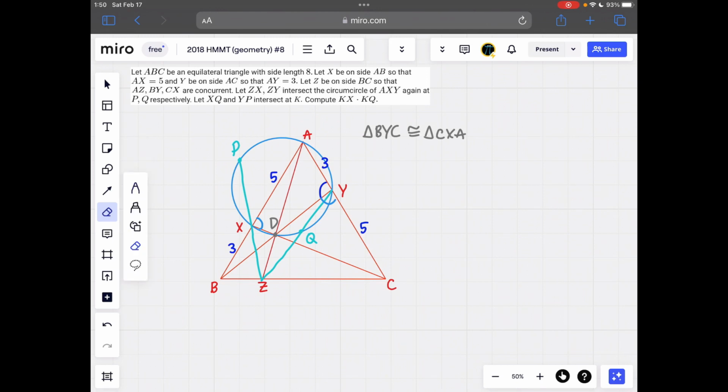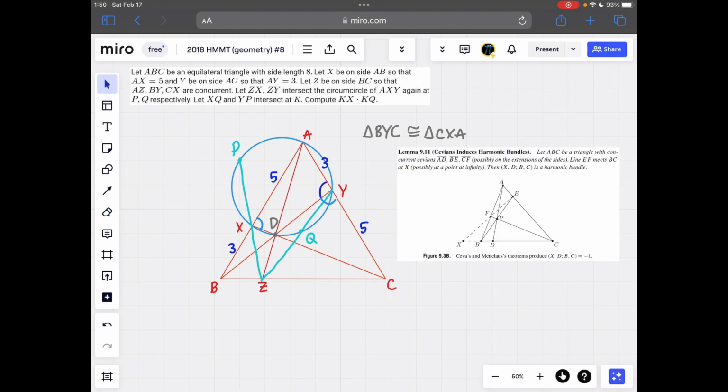Now let's do the projective. We start the projective off with this lemma from EGMO. Cevians induce harmonic bundles. Let ABC be a triangle with concurrent cevians AD, BE, and CF, possibly on the extensions of the sides. And line EF meets BC at X, possibly at a point at infinity, then XDBC is a harmonic bundle.